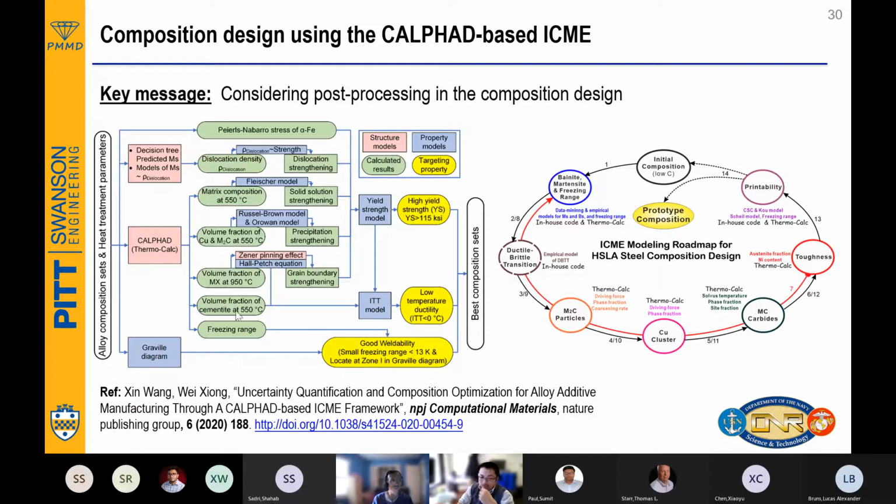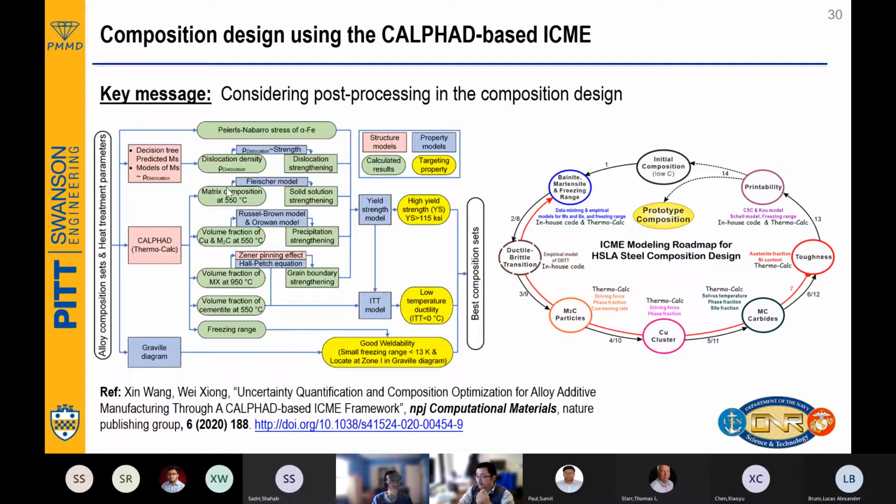With this in mind, we developed an ICME model framework. This model framework builds on the alloy composition and post-heat treatment. So you need to care about the post-heat treatment once you design the alloy. That's very important. So we use different models. We are not only concentrating on the CALPHAD model. Certainly the CALPHAD model is one of the major parts, but we also combine it with a machine learning model.